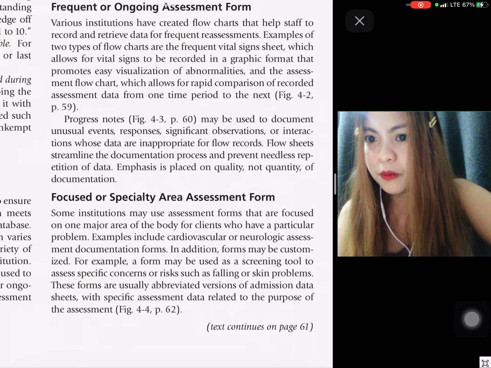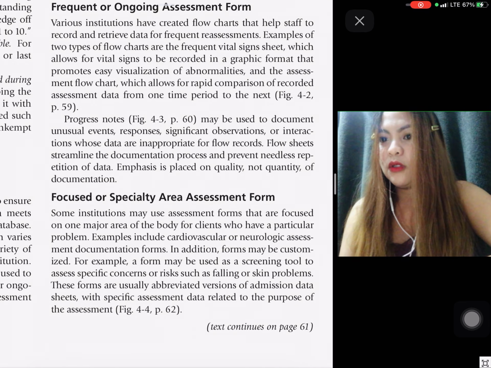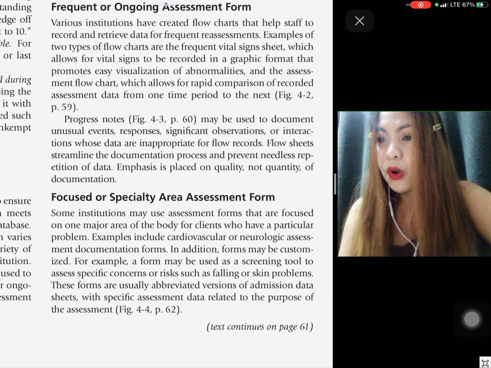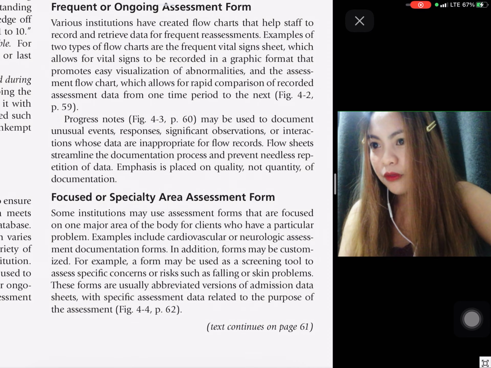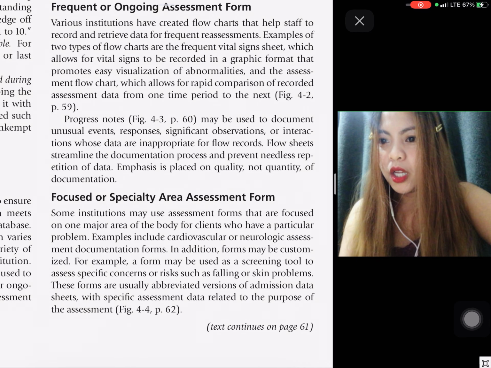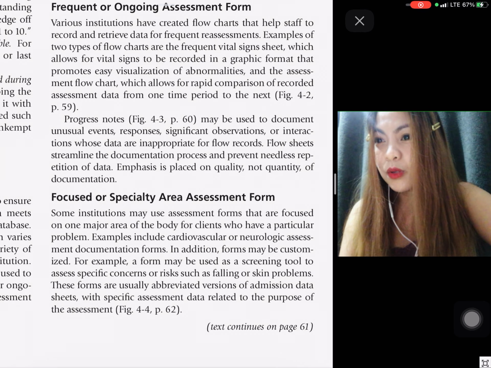Di ba may mga binigay ko sa inyo example ng mga forms. Yan, nandun yung sa fall para sa screening tool, kaya skin problem. Kunyari pag may mga bed sore, may sukatan sila na klase ng papel. So, depende kung anong assessment form specifically made for that. So, ito yung example ng 4.1. Print out of computerized admission form.